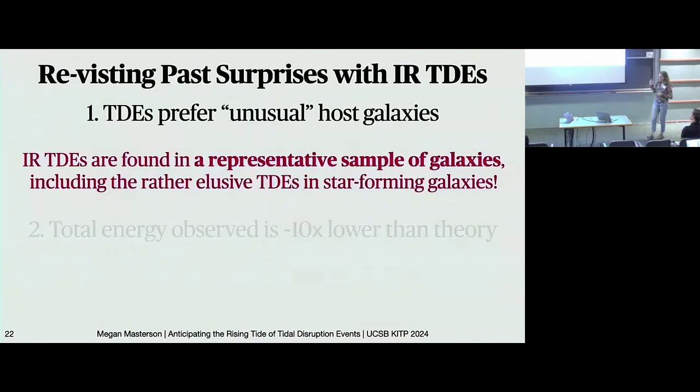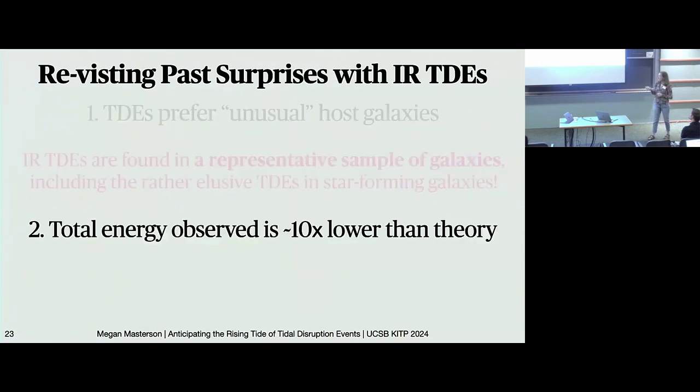So in summary, our IR TDEs tend to be found in a more representative sample of galaxies. And statistically speaking, if you look at that distribution of IR TDEs compared to SDSS, they're completely consistent with being drawn from the same population. So I think this is an exciting step forward in our understanding of where you expect to see TDEs. Now, the second surprise that we talked about at the very beginning was this missing energy problem.